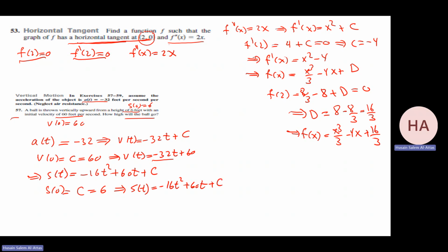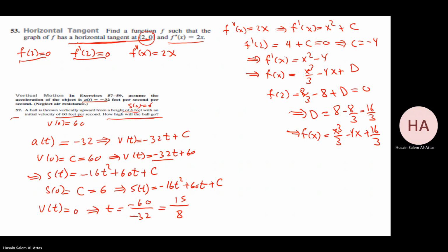When I have the maximum, I need to check s prime, or v of t, when v of t equals 0. So v of t equals 0. I have t equal what? Minus 60 over minus 32. That is over 8, or over what? 16. Not 16. No, let me do it in steps. Over 4, that will be 15. And that will be 8.